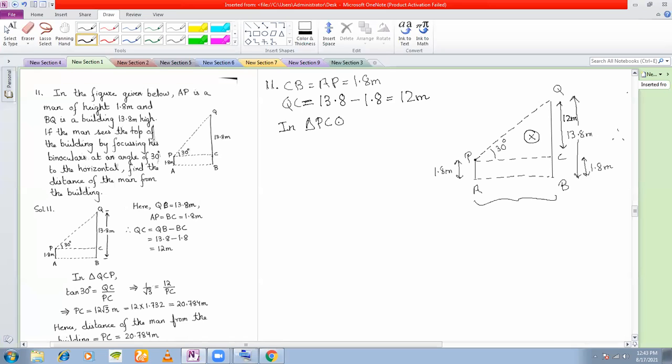PCQ. Which one is the perpendicular? QC is the perpendicular, right? So this is my perpendicular. Which one is my base? This becomes my base. And since this angle is 90 degrees, this becomes my hypotenuse.